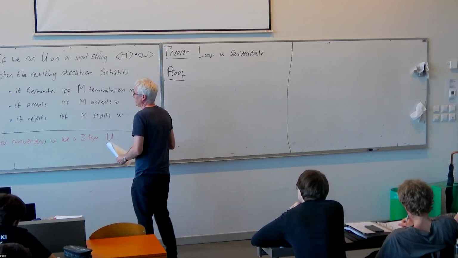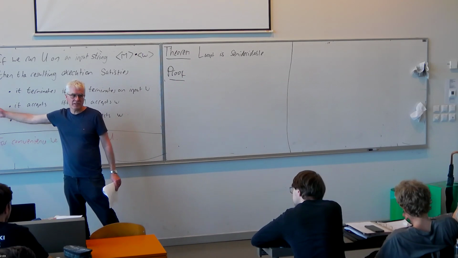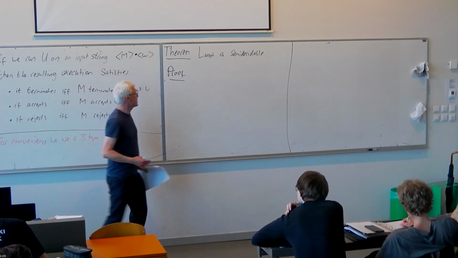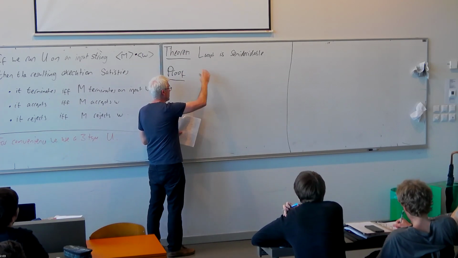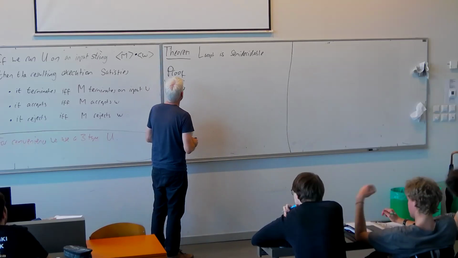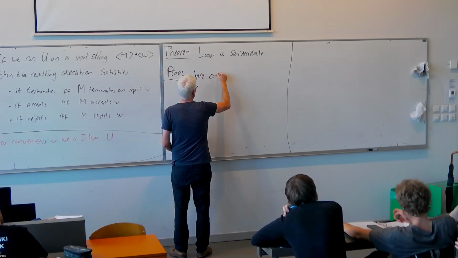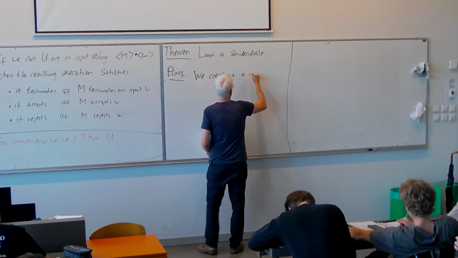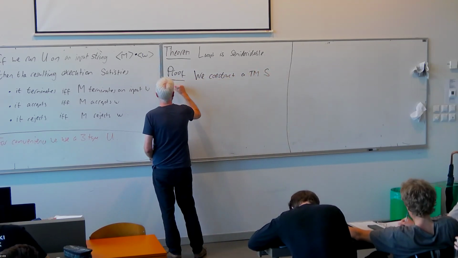It's again one of these proofs where we use the Turing machine U to define the Turing machine we need. And the Turing machine we need is the Turing machine that decides the language L accept. So using U, we're going to construct a Turing machine S that does the following.